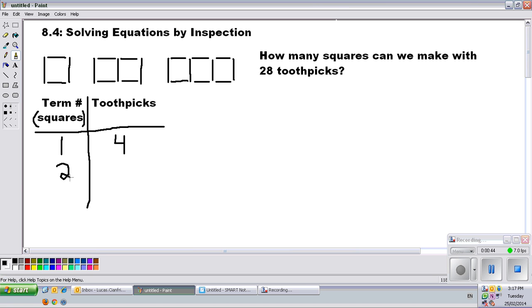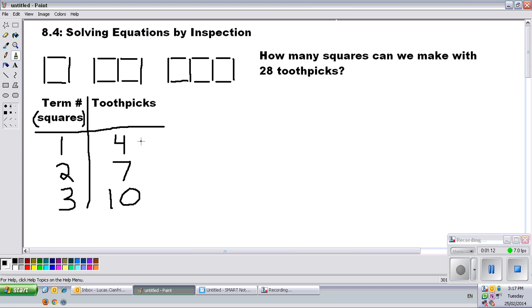In term number 2, or with two squares, we need 1, 2, 3, 4, 5, 6, 7 toothpicks. And with term number 3, or 3 squares, we need 10 total toothpicks. So the first thing we have to find out is our algebraic expression.